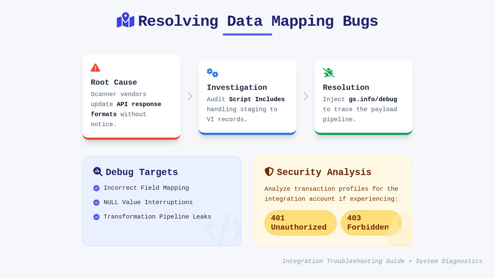By adding localized logging statements, using gs.info or gs.debug, within these transformation scripts, you can inspect the data payload at various stages of the transformation pipeline to see exactly where a field maps incorrectly or where a null value disrupts the business logic. This is also the right time to analyze the transaction profiles for the user account associated with the integration. If you are seeing persistent 403 forbidden or 401 unauthorized.